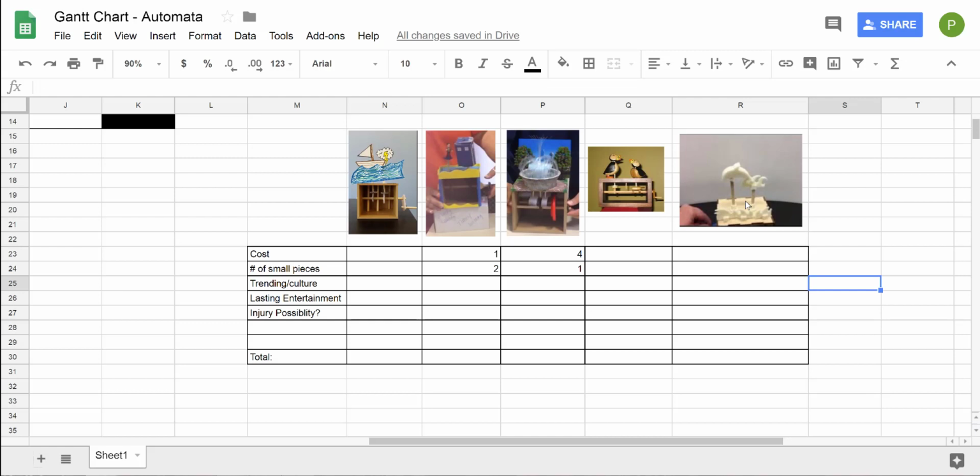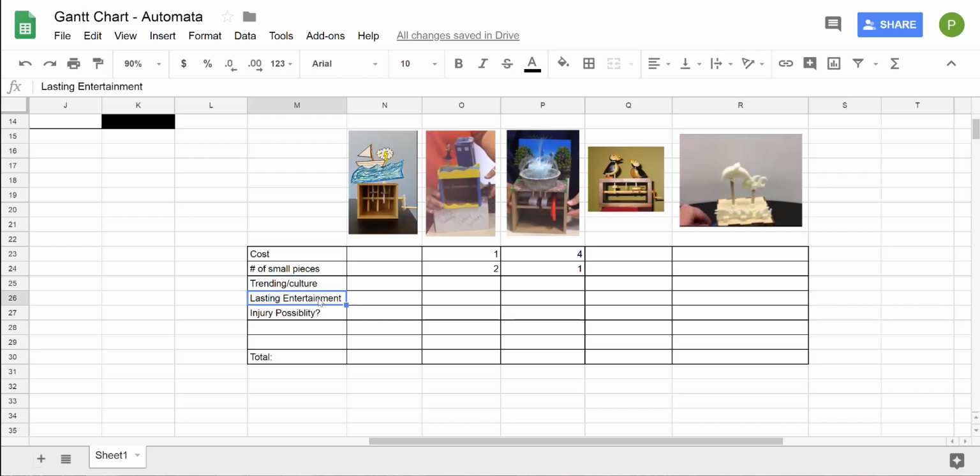So I set it up in this decision matrix and I based it off of five criteria. So this criteria is the cost. How much would it cost to make each of these? The number of small pieces, you know, the more pieces something has, the more potentially hazardous it could be, and the longer it takes to put together. Trending culture. That just means how popular would it be if I showed this to somebody? So would it be something they'd think is really cool, or is it something like, okay, that's neat, but no one's gonna really notice it?